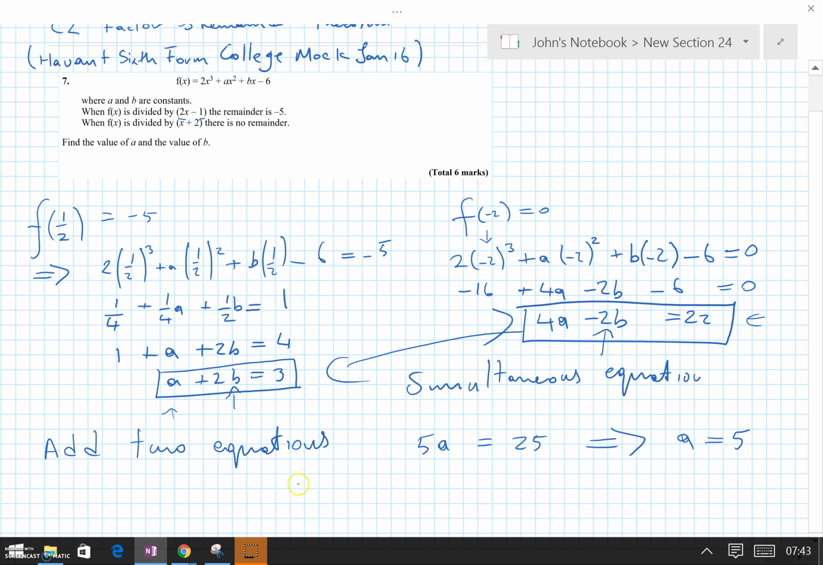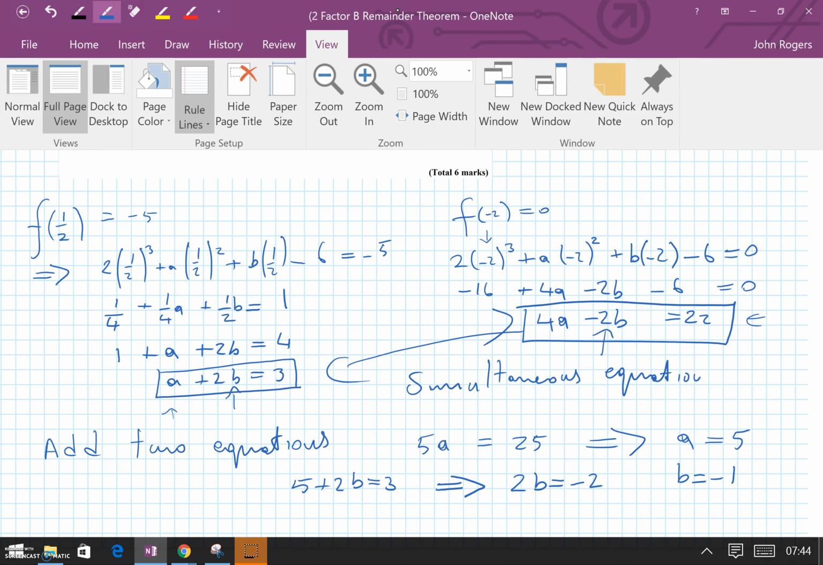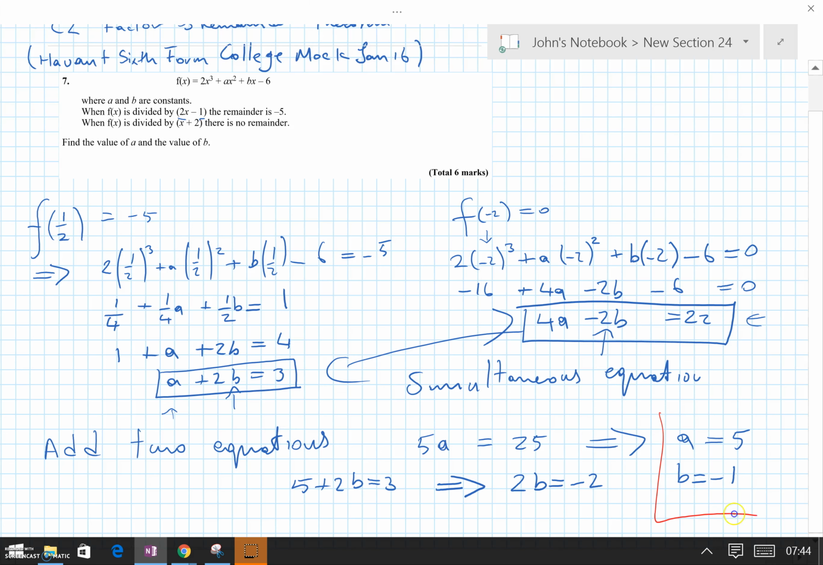And then if I put 5 into either of the two equations, this one's a slightly smaller one, I get 5 plus 2b equals 3, which gives me 2b equals minus 2, which gives me b equals minus 1. And that is the answer. Nice, straightforward factor and remainder theorem question.